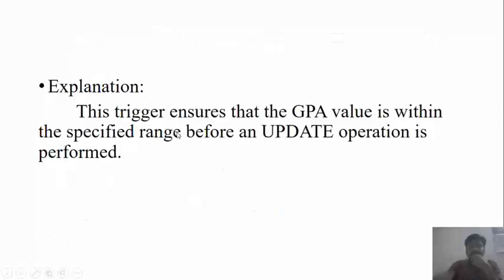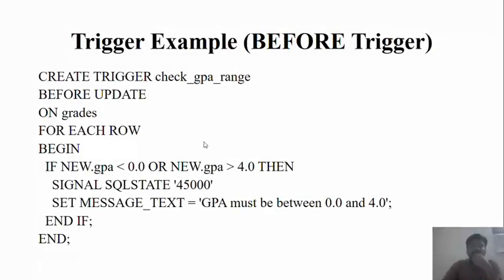Now we can go for the explanation. This trigger ensures that the GPA value is within the specific range before an update operation is performed. So this is called a before trigger. This trigger will confirm that all the GPA entered is 0.0 to 4.0 before the update operation happens.